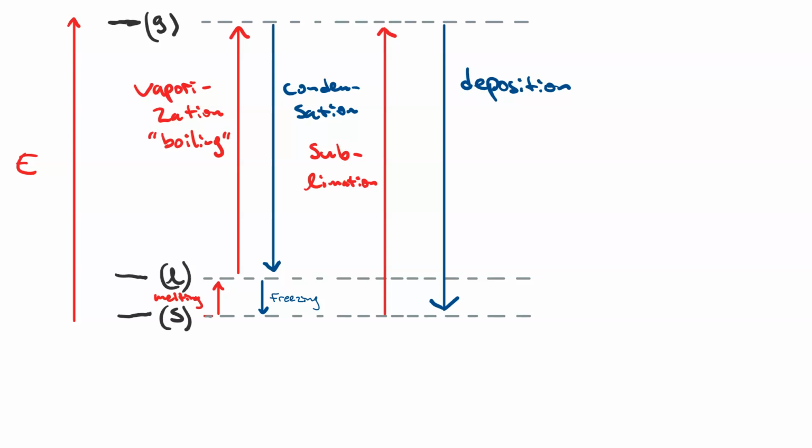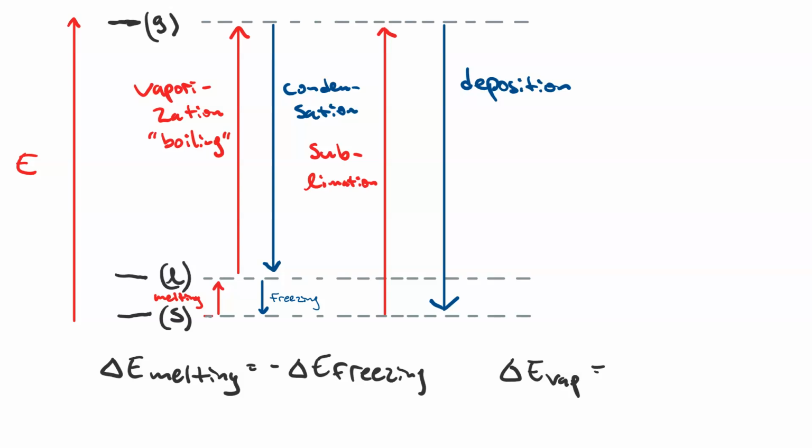And just to say, the change in energy is the same magnitude, but different sign, depending on whether you're going up or down. So, delta E for melting equals negative delta E for freezing. And delta E for vaporization equals negative delta E for condensation. And delta E for sublimation equals negative delta E for deposition.